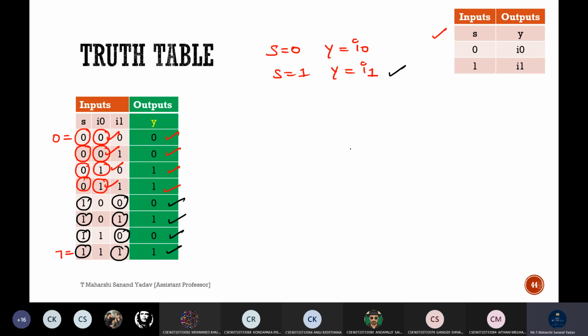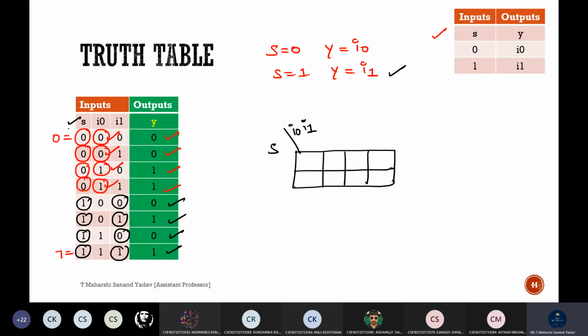Now after this, take the K-map. How many variable K-map do you have to take? 3 variable K-map. Inputs are nothing but S, I0 and I1, and in this order only you need to write. And what is gray code? The difference should be for only 1 bit, so it is also called a unit distance code.